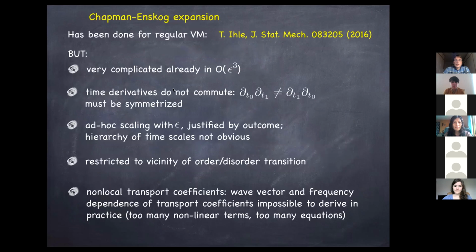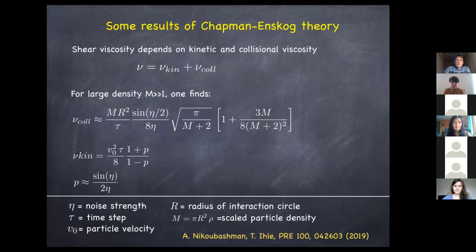It has a lot of technical problems or issues we had to solve, like that time derivative. There's a set of time derivatives you have to introduce, but in our case, they didn't commute. So it's not really a time derivative. And also the scaling you have to do in this analysis is kind of ad hoc, and it's just justified by the outcome. And anyway, there are all types of issues here, and we wanted to circumvent this whole expansion. And here are some results of this theory, which I won't have time to talk about.